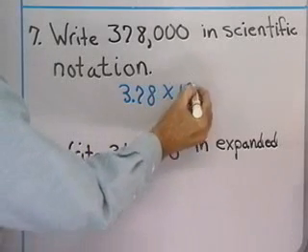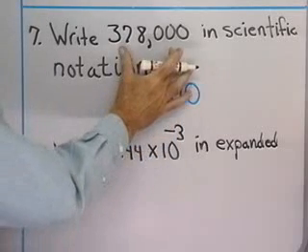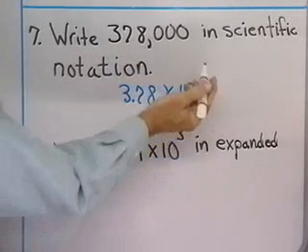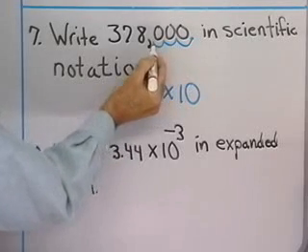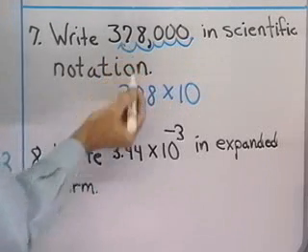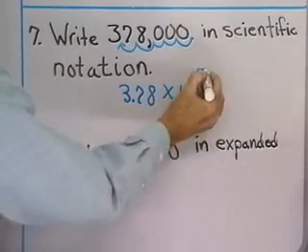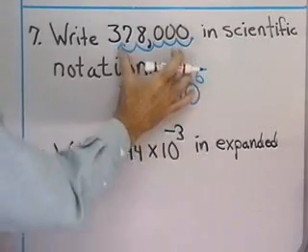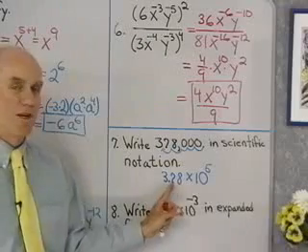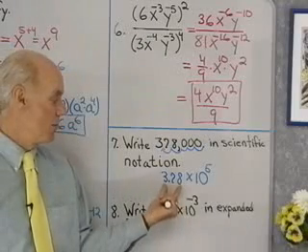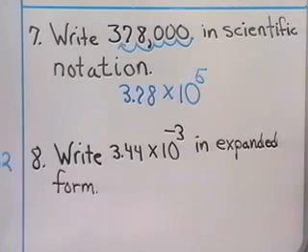Now I have to multiply by a power of 10 to make up for what I've done here. I still want it to be 378,000. So I've moved this decimal point from where it was right here, 1, 2, 3, 4, 5 places. So if I multiply 3.78 by 10 to the 5th power, this number and this number will have exactly the same value, but this number is written in scientific notation, a number between 1 and 10 times the power of 10.